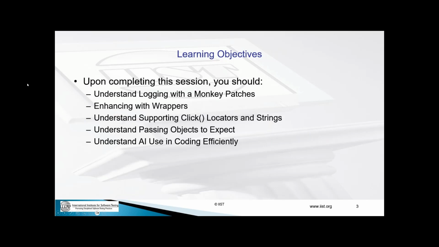Some of the things you'll learn about in this session, we're going to talk about how you can do monkey patches with logging. We're going to do some enhancements with wrappers, understanding how you can have a click method that takes locators, and also takes strings, so that you don't necessarily have to go to a page object repository to get your element. And then passing our objects onto an expect, which might be using the exact same element we just had. And I'll talk a little bit about understanding how AI can be used when we're talking about coding efficiency.